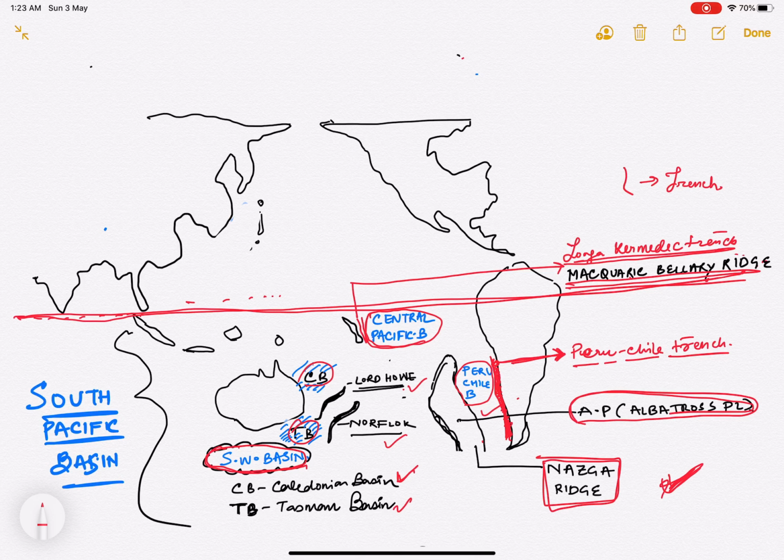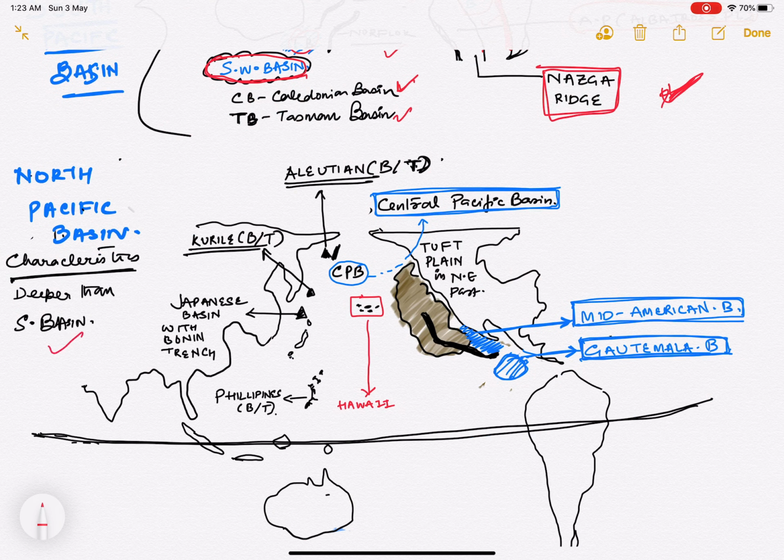Now we'll move on to your northern part. Now remember that one of the basic characteristics of this northern ocean basin is that the northern ocean basins are deeper than the southern ocean basin. Now within the northern ocean basin, I want you to look in this side. See, the northern ocean basin is basically characterized by the tuft plain in the northeast part. What is this tuft plain? It's the largest abyssal plain.